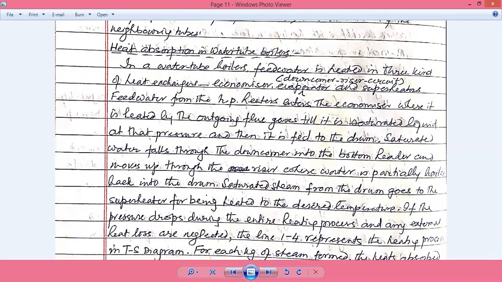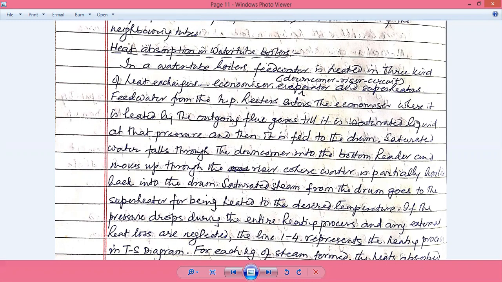Now, in water tube boilers, feed water is heated in three kinds of heat exchangers: first, the economizer; then the evaporator, or downcomer-riser circuit; and the superheater. Then what happens here? The feed water from the high pressure heaters enters the economizer, where it is heated.